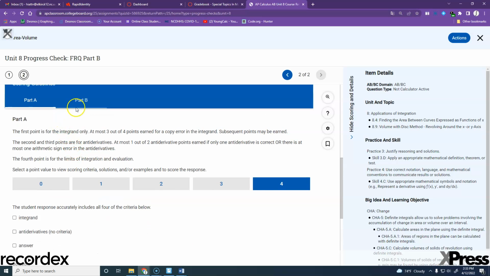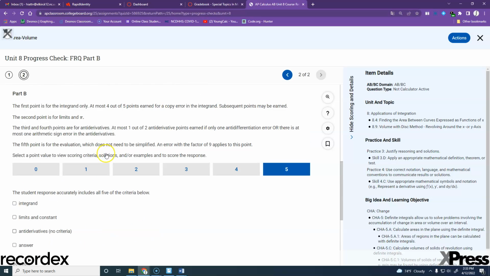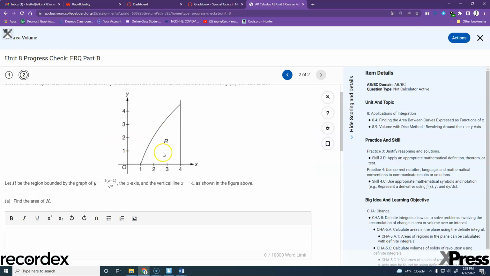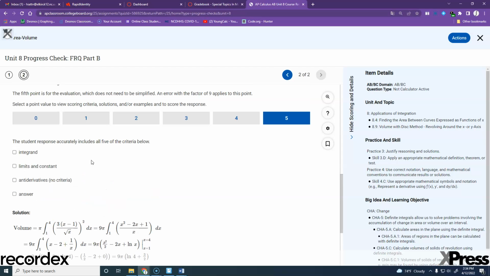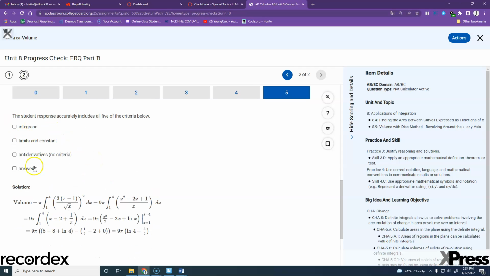And then B, you're rotating around the x-axis. So it's just pi, the formula squared, from 1 to 4. This one is 5 points, although it only has 4 check boxes. You get a point for your integrand, so the 3 times x minus 1 over square root of x has got to be squared, because you're integrating pi r squared, because you're rotating. Limits and your constant, if you're going from 1 to 4 and you have that pi, the pi can be on the inside or the outside of the integral. It doesn't matter.